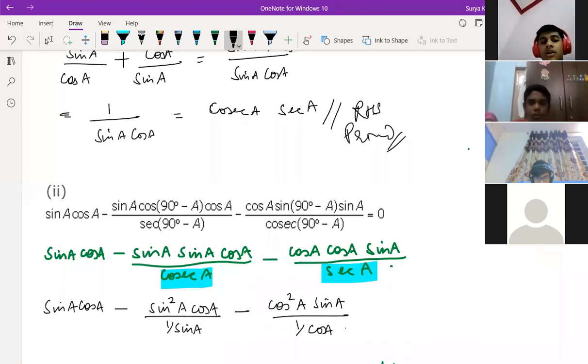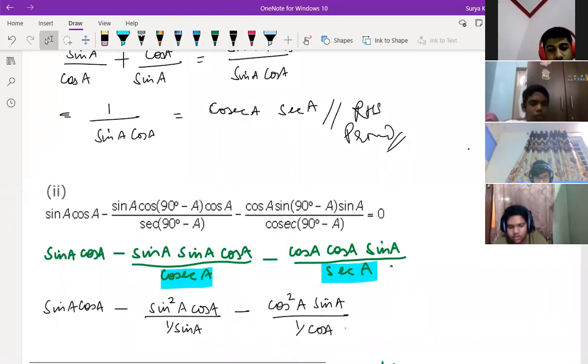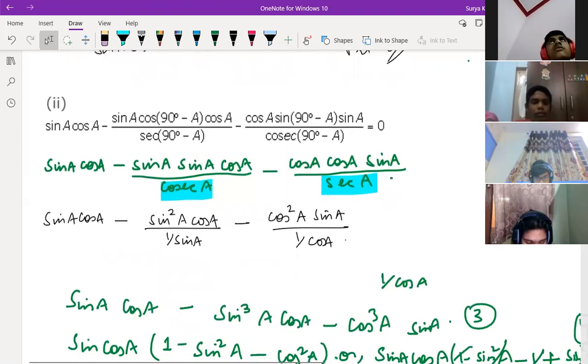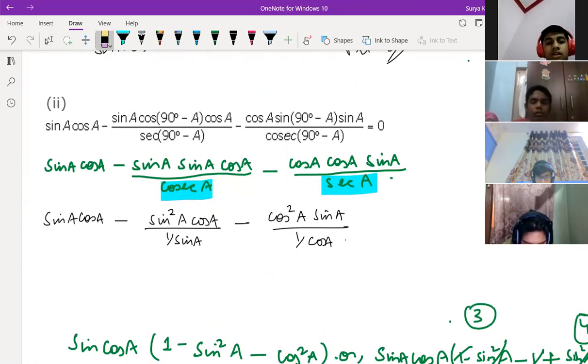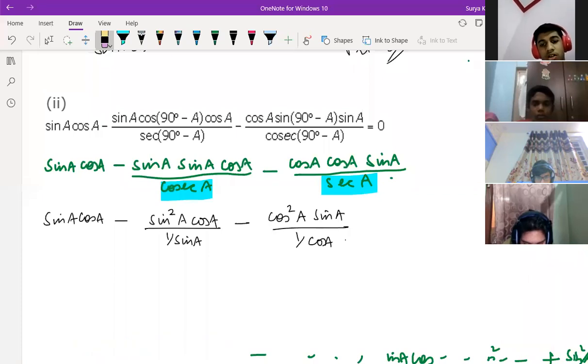Samarth, you got the answer? Yes, sir. After this, what have you done? Sir, I just simplified it. If you take the sine A of the denominator, then it will just be multiplied with the numerator, and same with the cos A at the denominator of the second term. So both will be simplified like this.